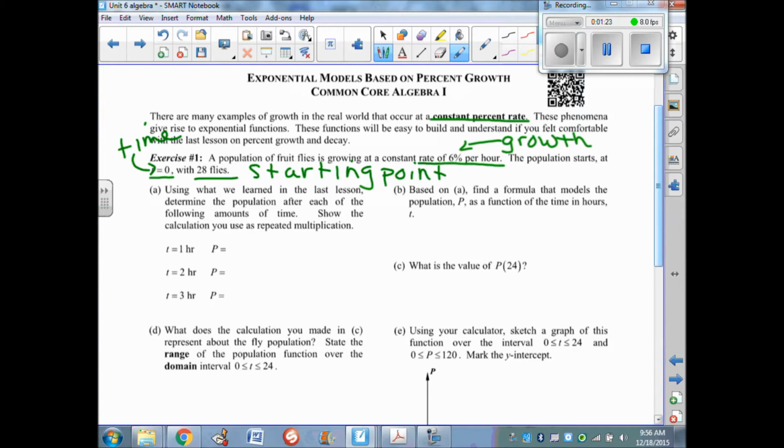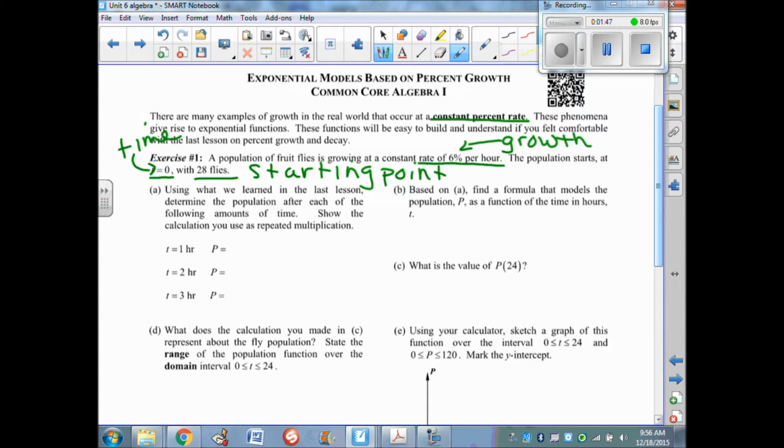So it says, using what we learned in the last lesson, and I did skip the last lesson because it was on percents, and you guys have done enough percents in the past, determine the population after each of the following amounts of time. Show the calculation you use as repeated multiplication. So let's just sit and think for a second here about your percents.